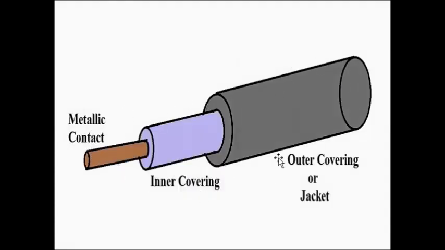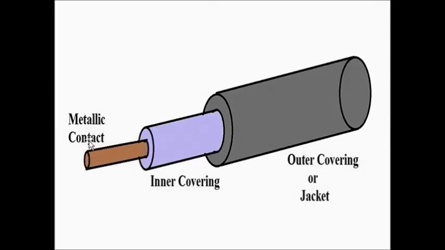This is a wire. A wire looks something like this. This is the outer covering, the outer insulation covering, which is called the jacket. It can be made of any insulating medium. Then there is an inner covering, and this is the metallic contact.